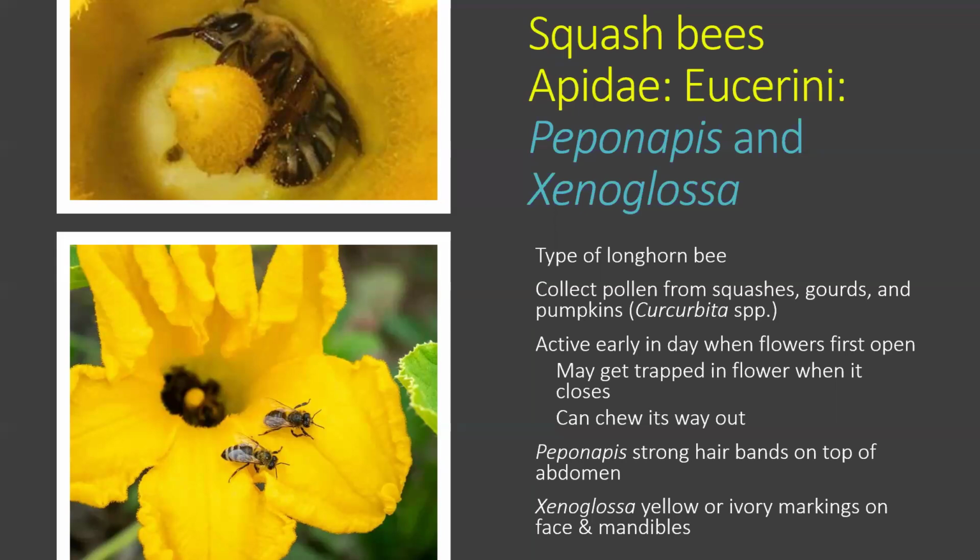And then the Xenoglossa are going to often have yellow or ivory markings on their face or mandibles. So again, you're going to need to get a really good picture of the face if you want to identify those particular bees.